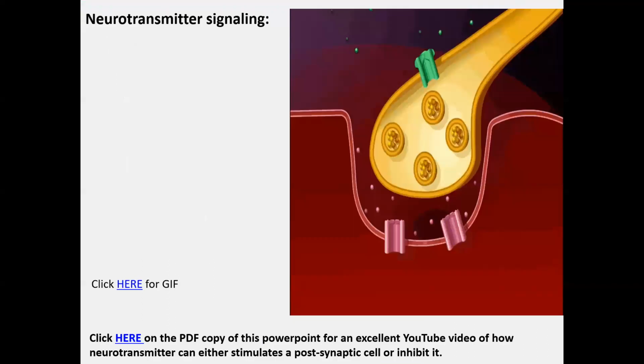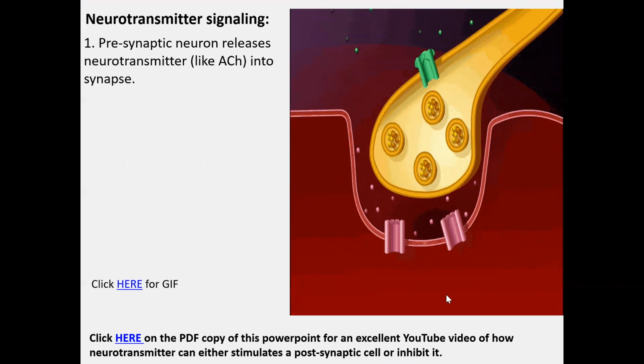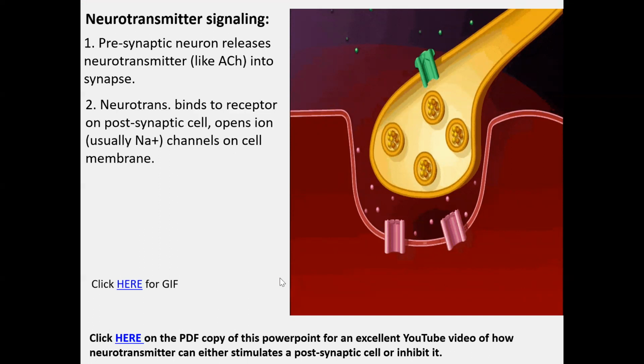Okay, so neurotransmitter signaling. The neuron that's communicating with a cell could be another neuron, a muscle cell, or a gland. For example, if it releases acetylcholine into the synapse and binds to the receptor, then it'll open up an ion channel. In this case, I'm saying sodium.